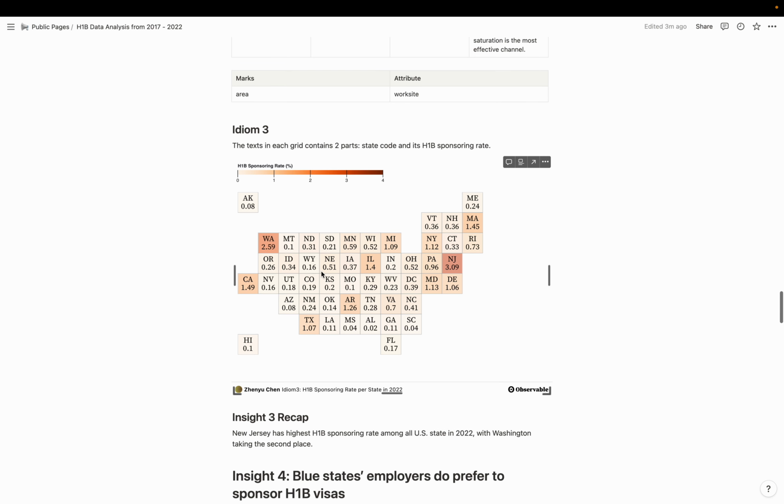And it's very obvious that Washington State and New Jersey, these two states, have the highest H1B sponsoring rate across the US. And between the two of them, New Jersey has the highest H1B sponsoring rate. So the insight can be concluded as: New Jersey has the highest H1B sponsoring rate among all US states in 2022.